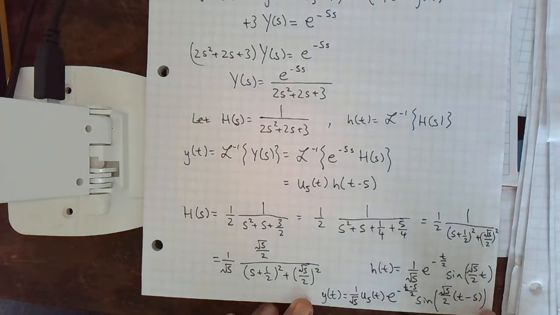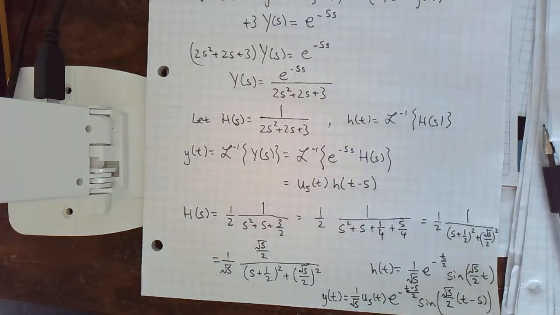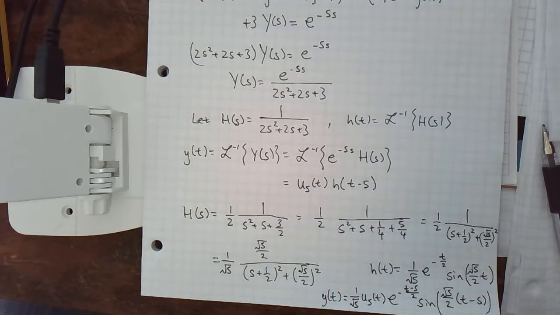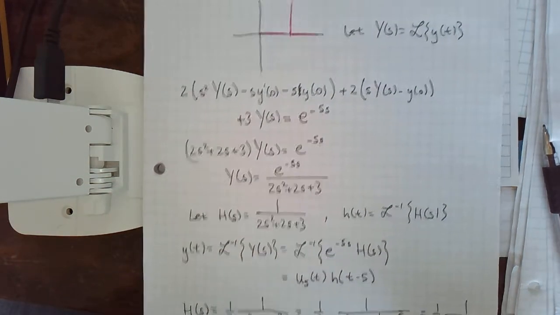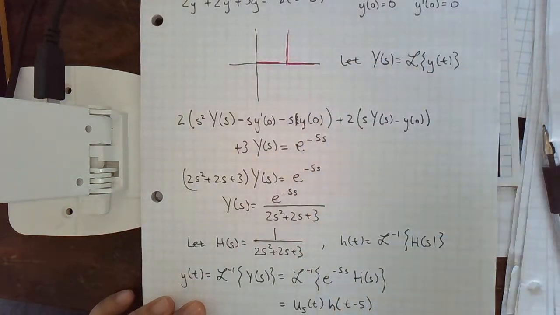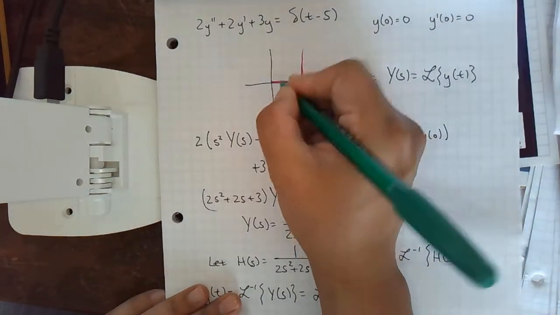Let's think about if that makes sense. We've got a unit step function here. So, I need a different color. So what's happening? This was the graph of the Dirac delta function. Nothing happens until 5, right? The unit step function guarantees that. So our function is 0.